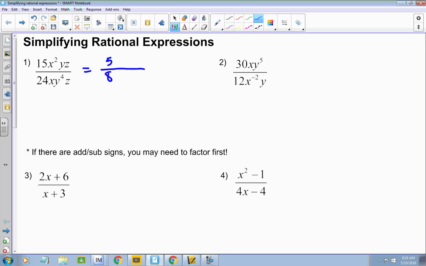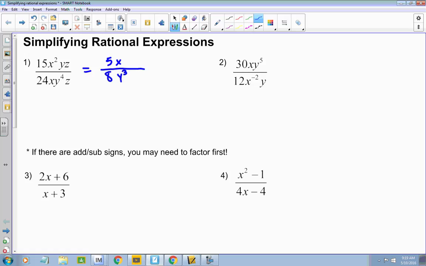Okay, then we have to look at the x's. You have an x squared on top and an x on the bottom. What happens? You subtract, you get x to the first power, so it goes on top, right? And you have a y to the first on the top and a y to the fourth on the bottom. Y to the third on the bottom. Okay, and then what happens to the z's? They cancel each other out, so that's my answer.